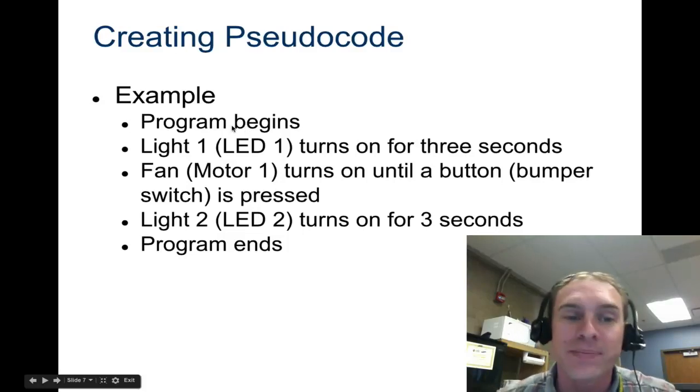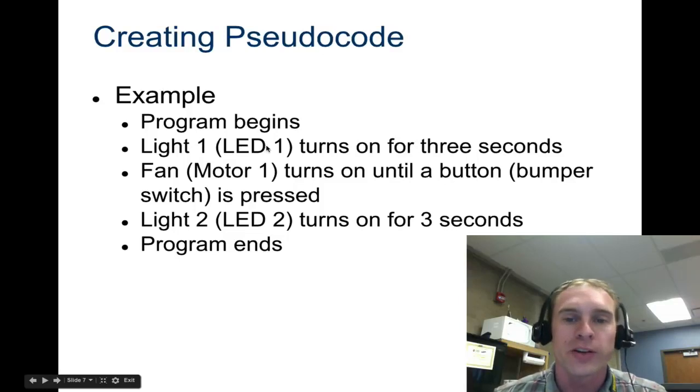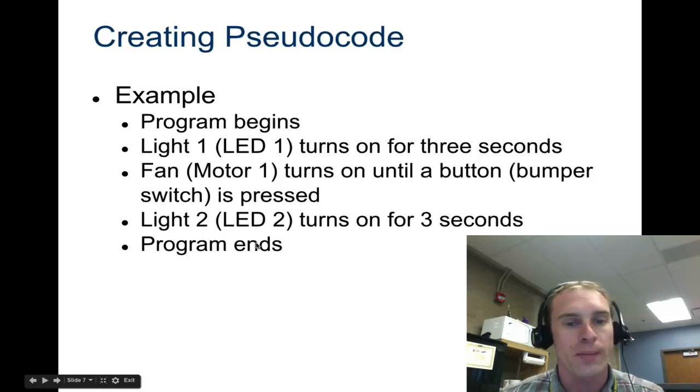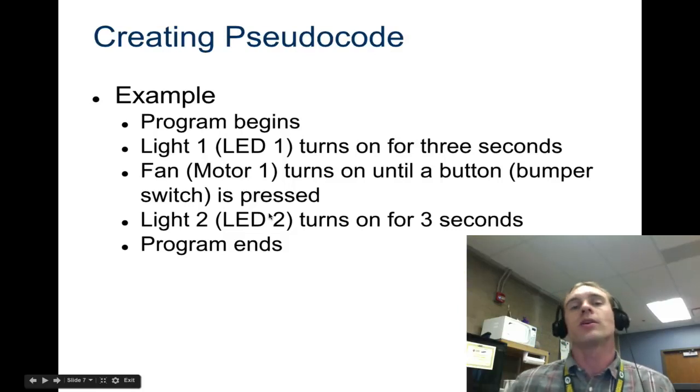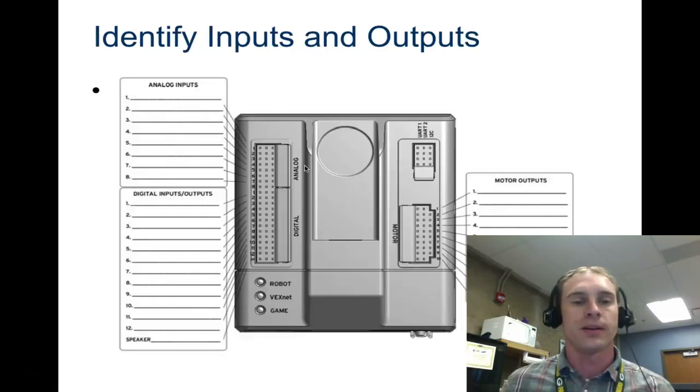Alright, so here's your program example. The program would begin. Then you would want light number 1, LED 1, to turn on for 3 seconds. This is a great example of pseudocode. Then you want the fan to turn on until a button is pressed. And then you want the light 2, LED 2, to turn on for 3 seconds. Then the program ends. So we're going to see what this would look like in actual code, but this is your pseudocode. It just explains what's going on.